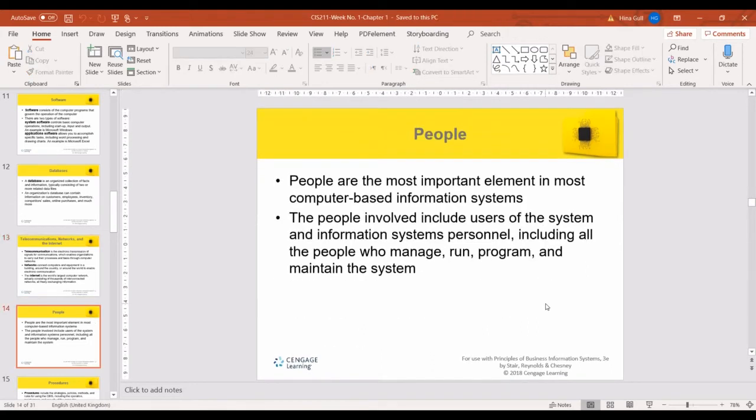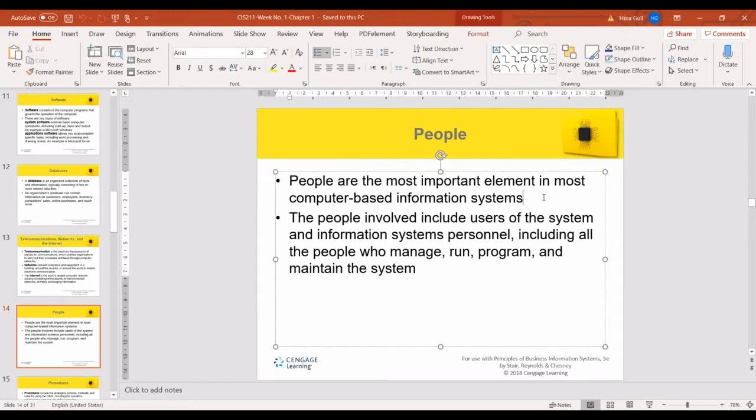Okay, people. Now for information systems, so far we discussed the software, hardware, databases, telecommunication, network, and of course we also need people to manage the information system. People are the most important element in most computer-based information systems. The people involved include users of the system and information system personnel.